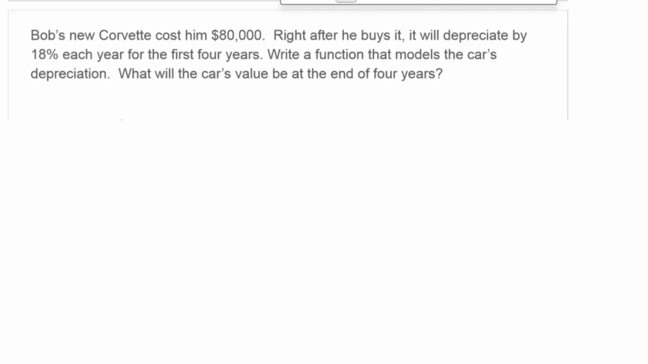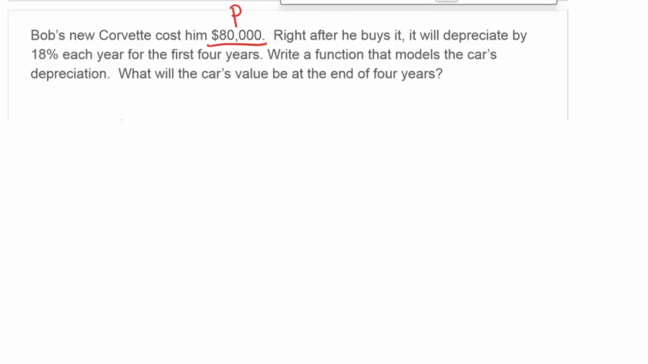What will the car's value be at the end of 4 years? Okay, so let's go through and figure out what we're given and what we need to find. So the $80,000, that is our starting amount or our principal. So that's the P value. That's how much the Corvette costs in the beginning before the time has passed.